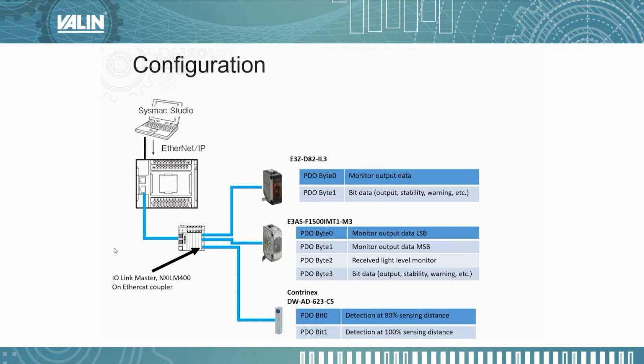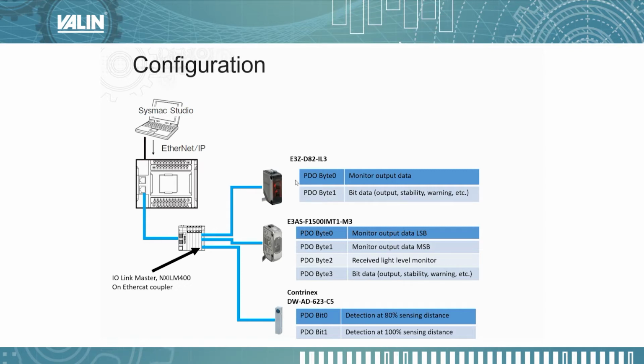It's a good idea to sketch it out maybe, or I'll show you later that the mappings for your sensors and devices come with the devices themselves or are available online. In this case, I'm going to have an E3Z sensor from Omron, an E3AS sensor from Omron, and then a DW sensor from Contrinex. We won't go too much into the Contrinex in this video, but we will in another video where I show how to add third-party devices to an Omron PLC IO-Link master.